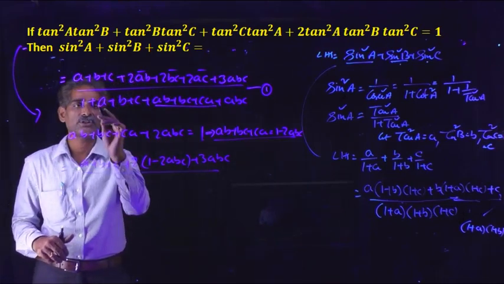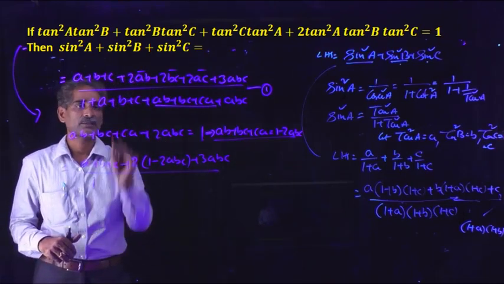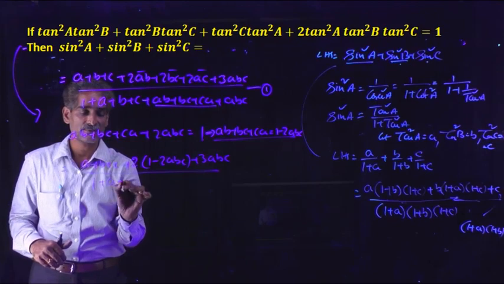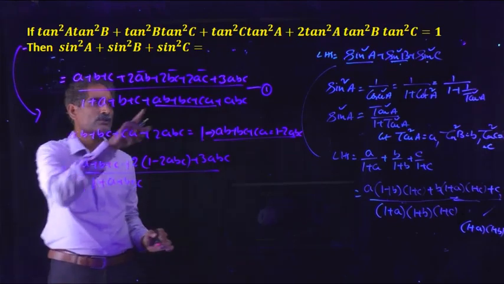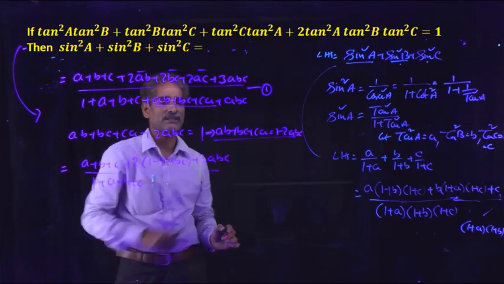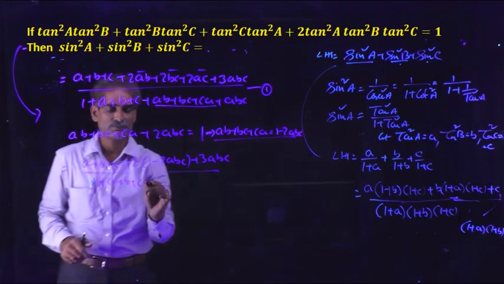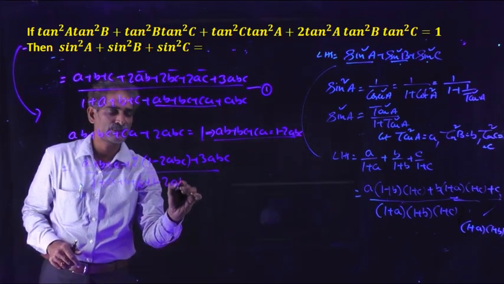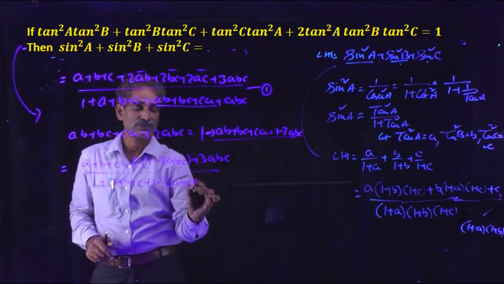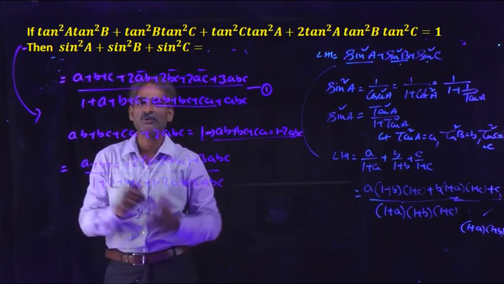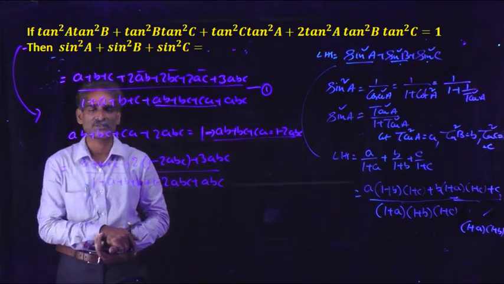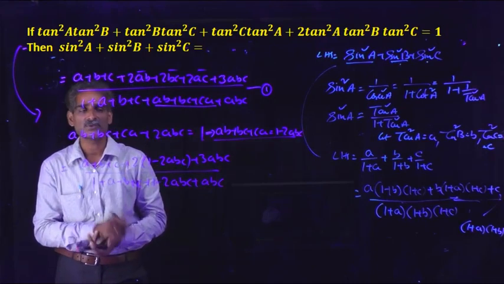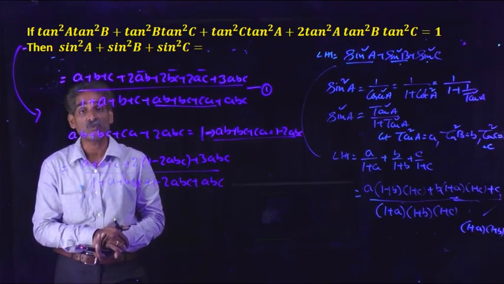What will happen in the denominator? 1 is there. A plus B plus C is also there. So in place of AB plus BC plus CA, you should write 1 minus 2ABC, plus ABC is there. Just now observe the numerator and denominator after simplification. Both are equal, so they will get cancelled. So the answer is 1.